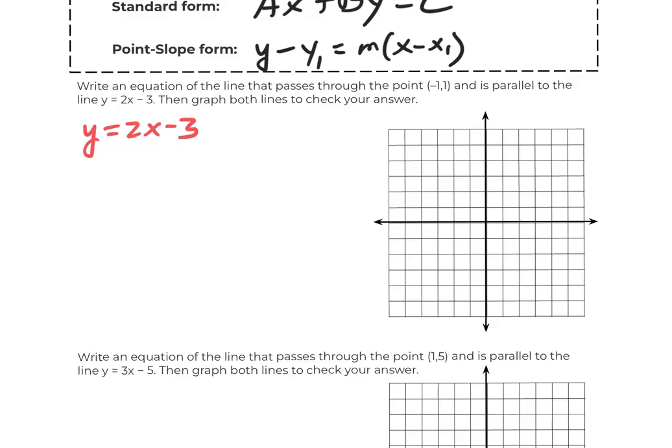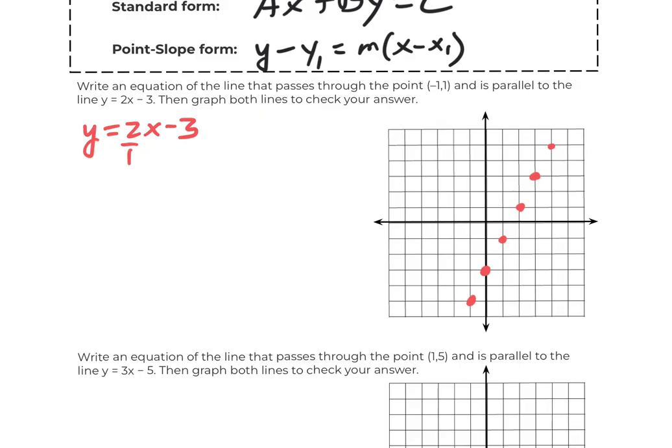So the first thing that I'm going to do here is graph this line on this coordinate plane. So if I graph 2x minus 3, where am I going to start at? Negative 3. So we're going to go down 3. We're going to make a point. And then my slope we think of as 2 over 1. So we're going to go up 2 over 1, up 2 over 1.